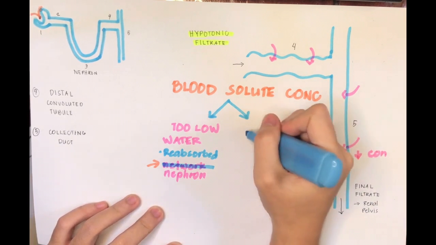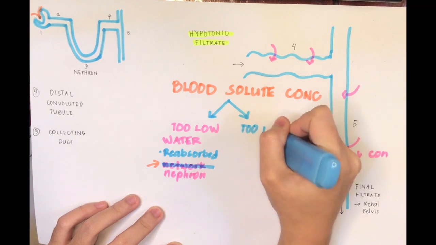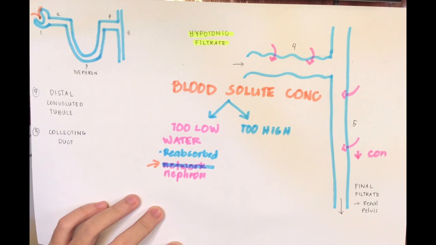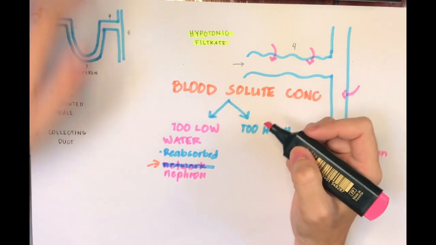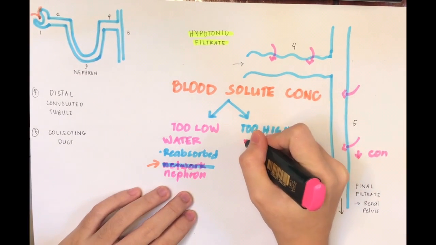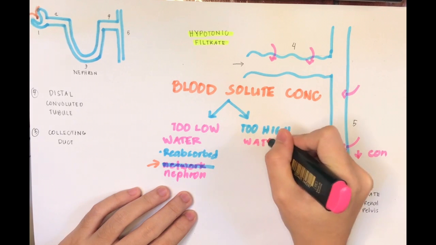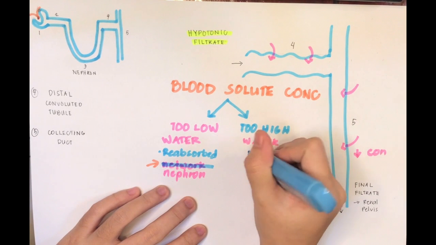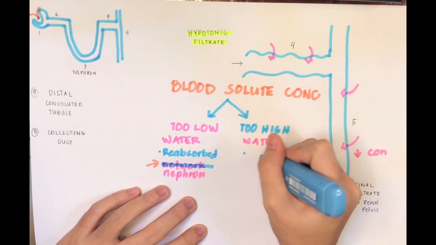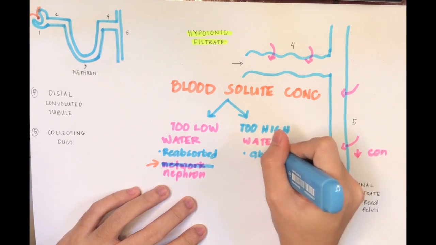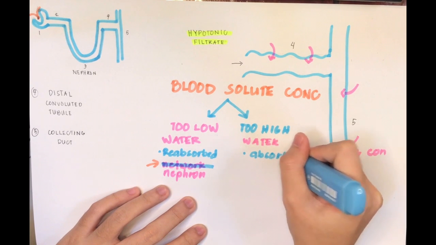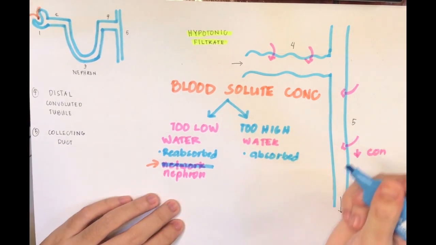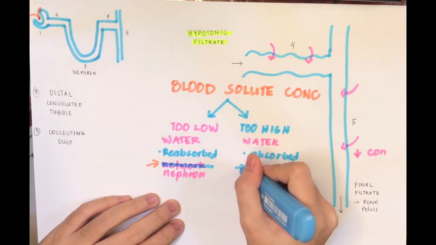The opposite is if your blood solute concentration is too high, so it doesn't have enough water in it. Water is then absorbed into your blood, and this is controlled by a hormone secreted by your pituitary gland called antidiuretic hormone, which will also be seen as ADH.